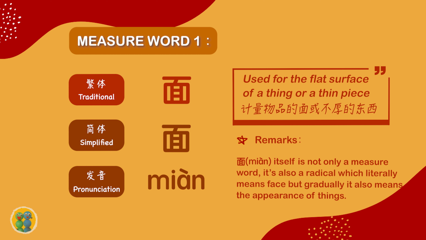And miàn itself is not only a measure word, it's also a radical. And actually, miàn literally means face, but gradually the meaning extends to the appearance of things, like the surface of things. And it can also refer to various parts and different sides of things. So you can actually relate this radical to this measure word's usage. It is used for the flat surface of a thing or a thin piece.